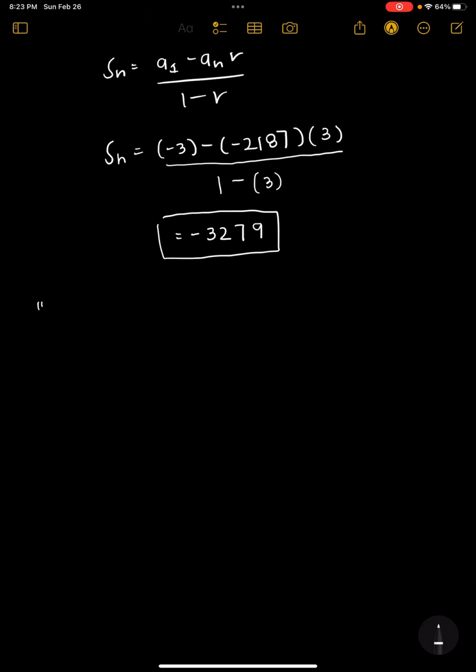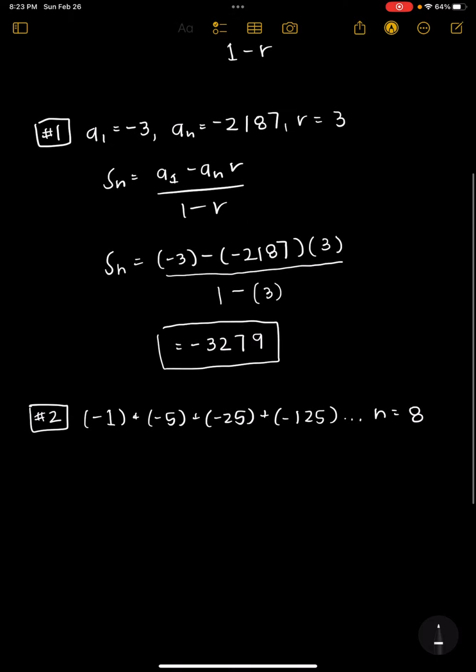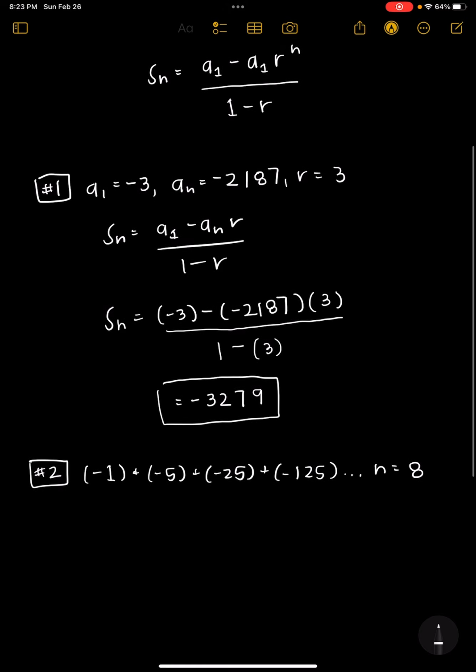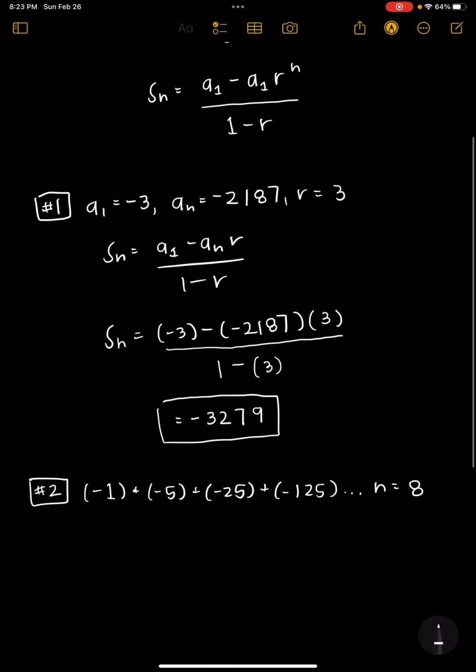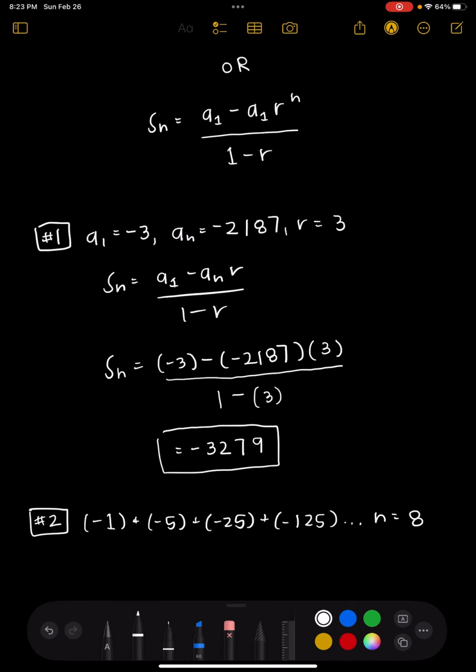Okay, let's go to the second example. The second example says negative 1 plus negative 5 plus negative 25 plus negative 125, and we know that n is equal to 8. So here's the deal on this. We do have the first term, but we don't have the last term. So we're actually going to have to use this bottom equation right here.